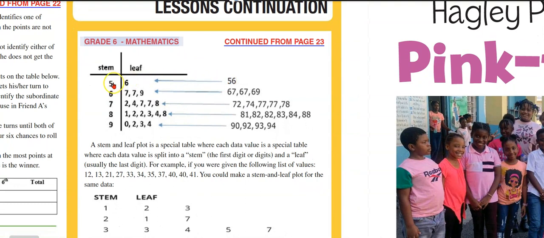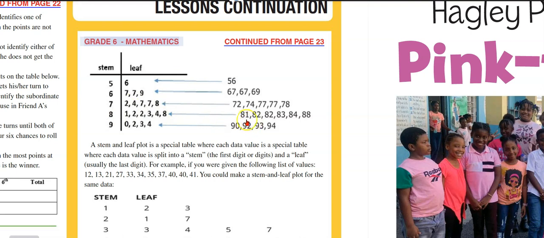So 56, 50 on the stem and 6 on the leaf. 67, 67 and 69, 60, the 6 on the stem, and we have 7, 7, and 9. 72, we have 7, 2, 2, 7, 7, 8. So how many do we have here? 1, 2, 3, 4, 5.